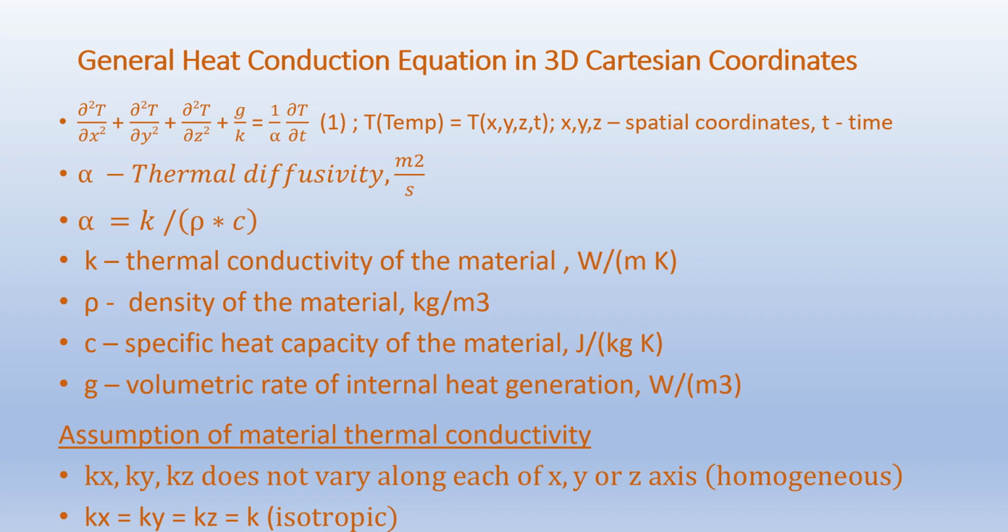Alpha is the material property called thermal diffusivity and is given in meters squared per second. Alpha equals K over rho C, where K is the thermal conductivity of the material in watts per meter Kelvin. Rho is the density of the material in kilograms per meter cubed. C is the specific heat capacity of the material in joules per kilogram Kelvin. And G is the volumetric rate of internal heat generation in watts per meter cubed. We assume that the material thermal conductivity is homogeneous and isotropic. Accordingly, K is uniform over the entire domain.